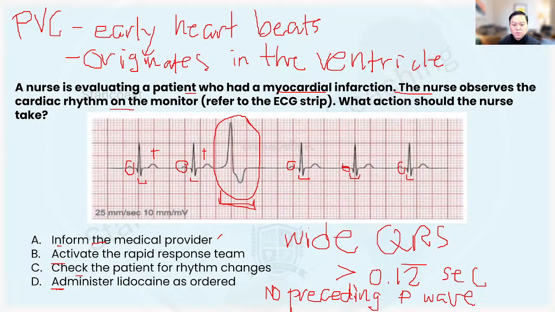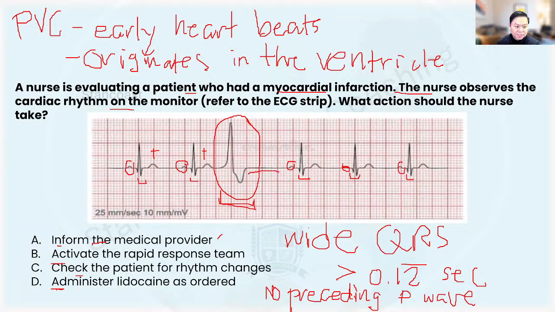Okay, so that is the characteristic of the PVC. Now, the P wave could be buried in the QRS as well, but in this strip, we don't see it. We just don't. Now, the QRS will also be followed by a compensatory pause, like this one right here.